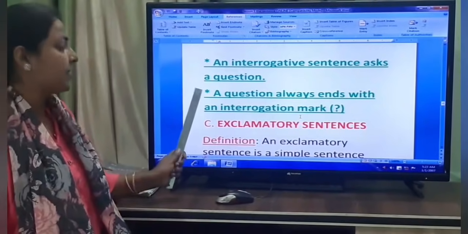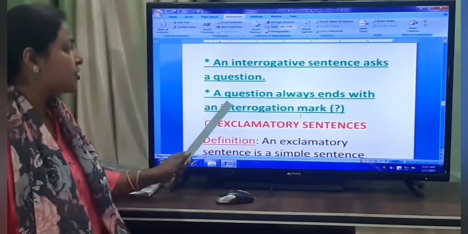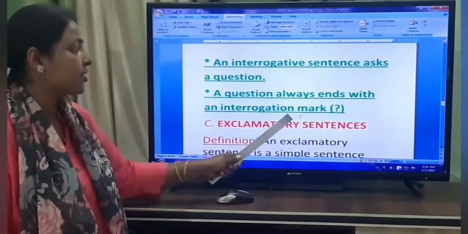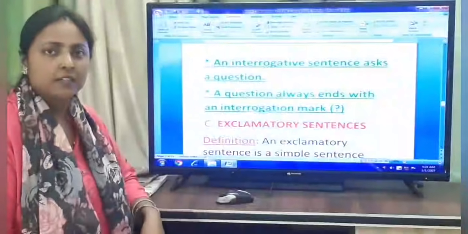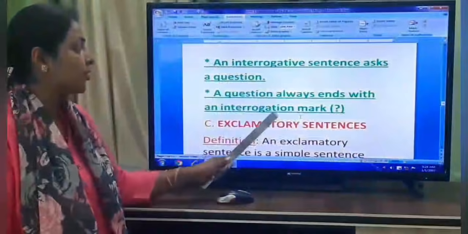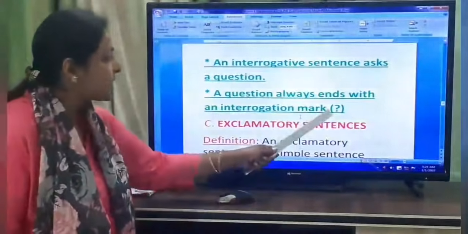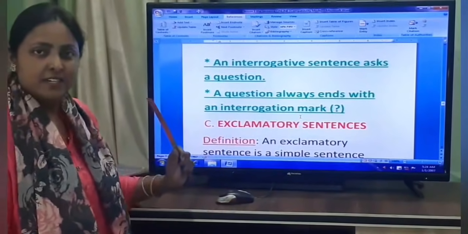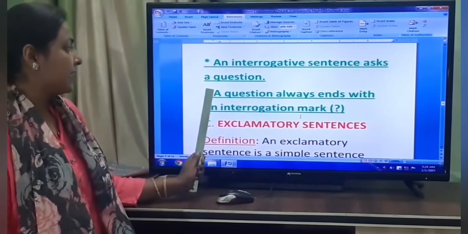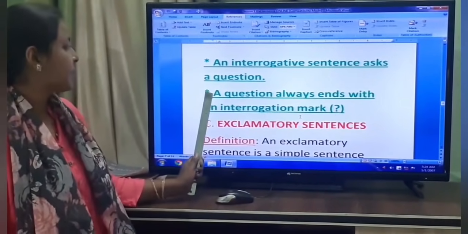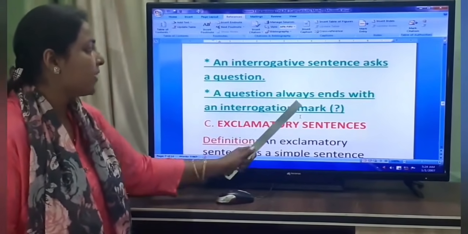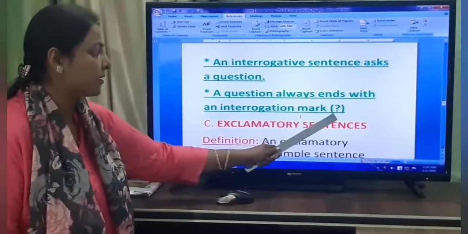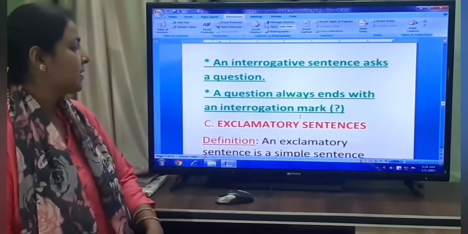The next point is, a question always ends with an interrogation mark. And what is an interrogation mark? Question mark. Next, I repeat, a question always ends with an interrogation mark.